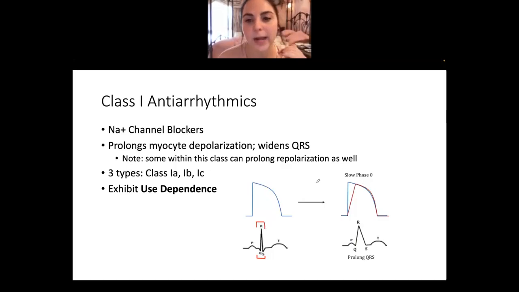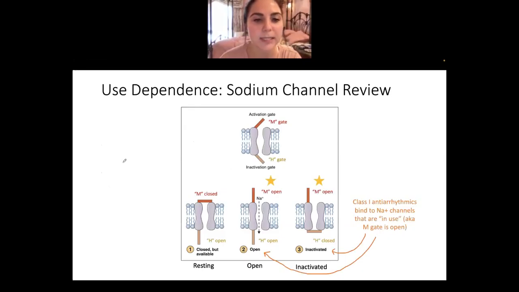Like I said, class 1As can also prolong repolarization. It's just a fun fact. So you would expect a widened QT interval with your class 1As, but we'll go into that. There are 3 types, class 1A, class 1B, class 1C, and then there's this concept of use dependence.